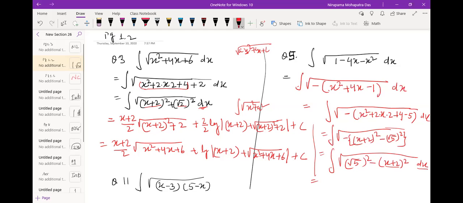X by 2 means you can write here x plus 2 by 2 into under root a square minus x square. A square minus x square means 5 minus of this. That means if you simplify, you will be getting 1 minus 4x minus x square, plus a square by 2 means 5 by 2 sine inverse x plus 2 by root 5, plus constant of integration. Okay.